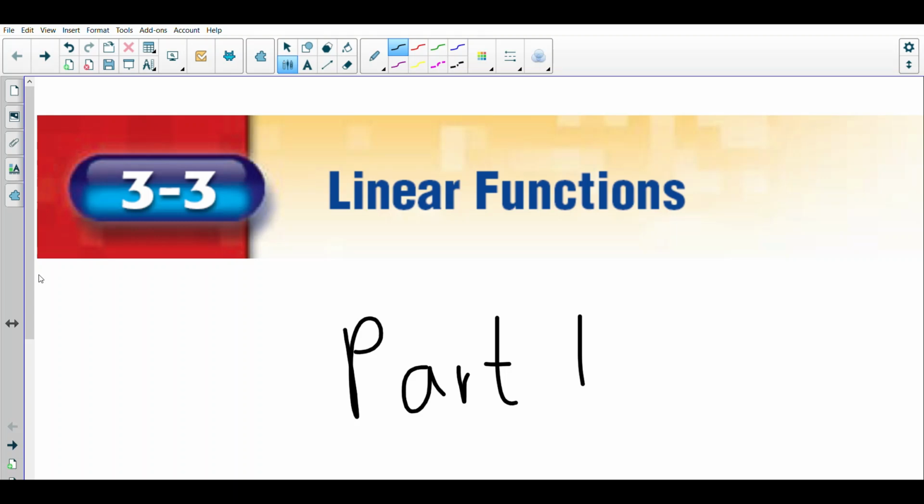Alright, today's lesson is section 3-3, linear functions. This section will be broken into two parts to help minimize the length of the videos. So let's get started. Notice the hidden word in the word linear. It's not a near ear function. We're going to talk about lines. So we're going to talk about functions of lines.